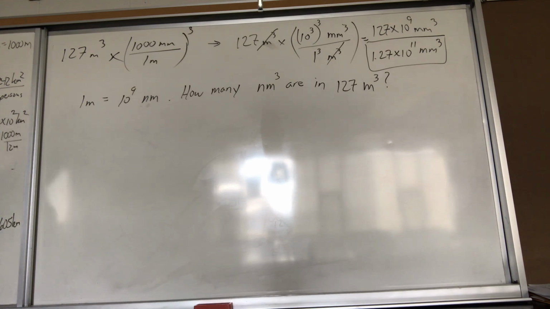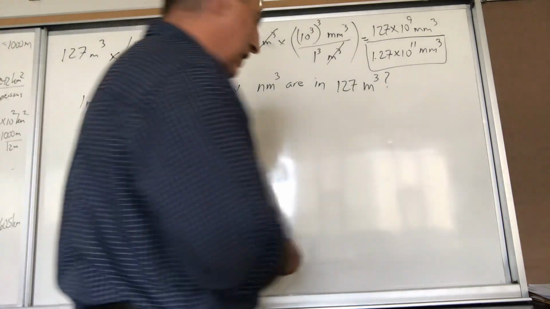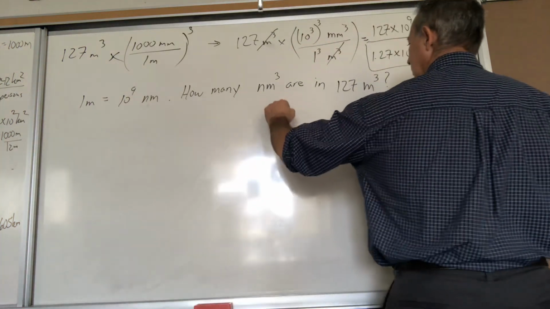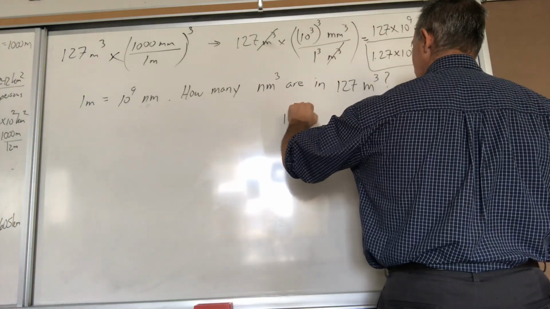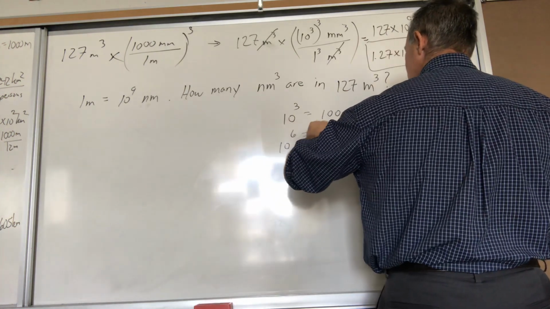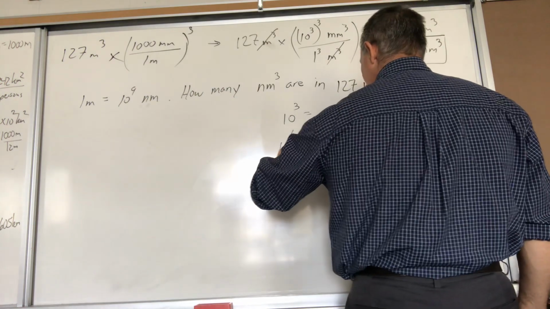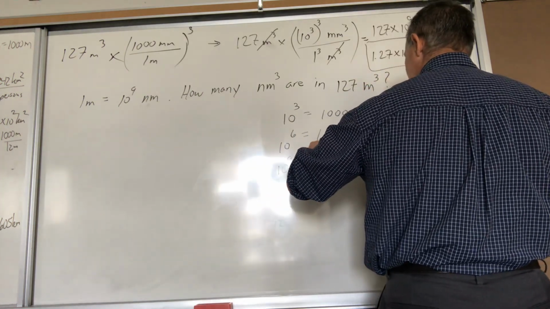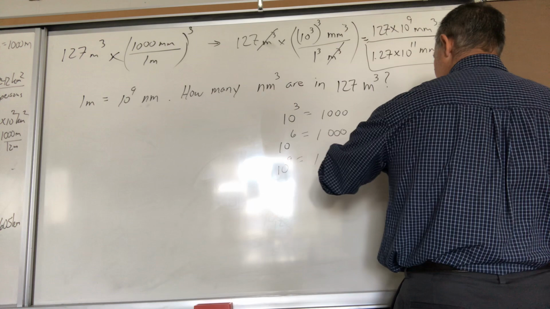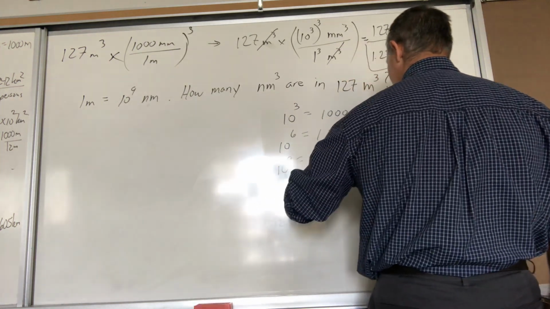The next thing is discussing powers of 10. We discussed it probably in the last class, but I'd like to just remind you, 10 to the power of 3 is equal to 1,000. 10 to the power of 6 is equal to 1,000,000. 10 to the power of 9 is called a billion. And 10 to the power of 12 is a trillion.